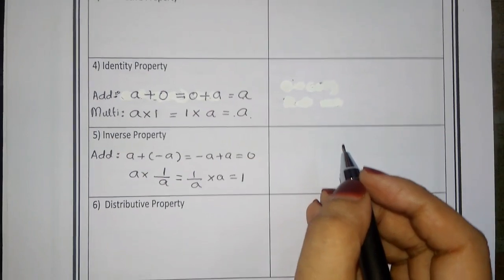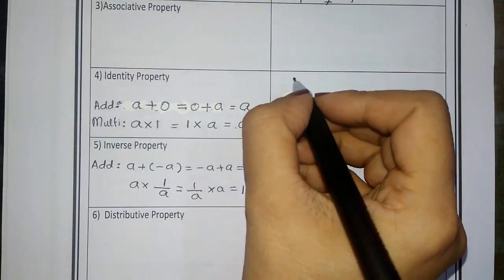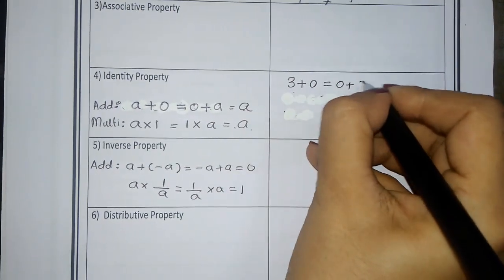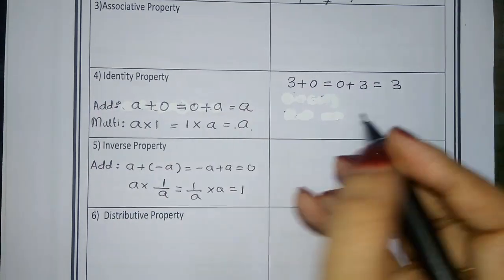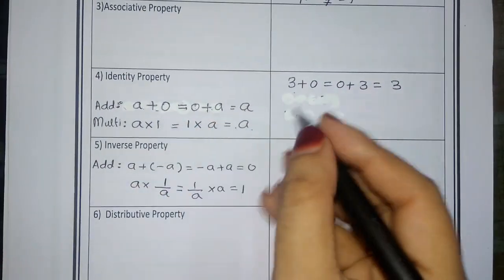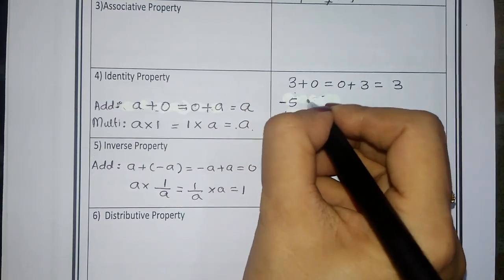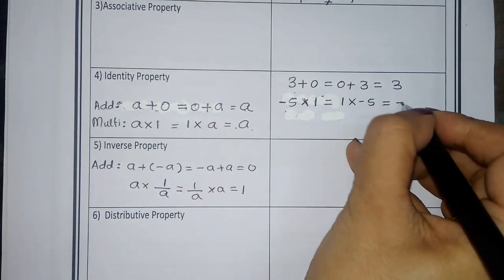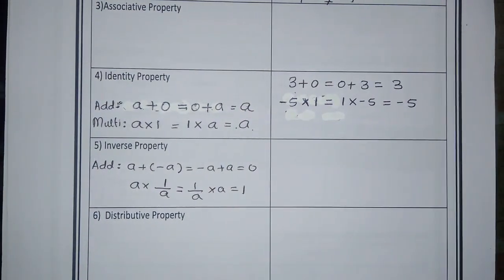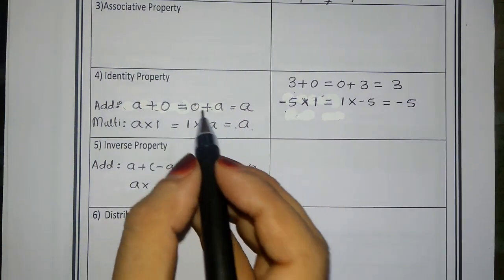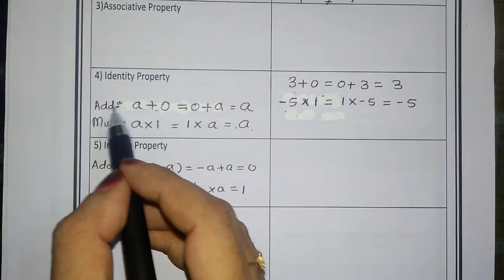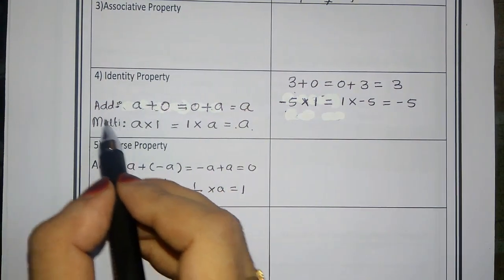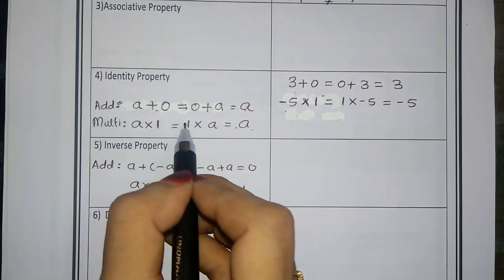So let us take some numbers here. In place of a, I'll take 3: 3 plus 0 is equal to 0 plus 3, and the answer is 3. And in multiplication, in place of a, if we take minus 5 into 1 is equal to 1 into minus 5, the answer is minus 5. So this is about the identity property. We should remember that the identity element for addition is 0, and in multiplication the identity element is 1.